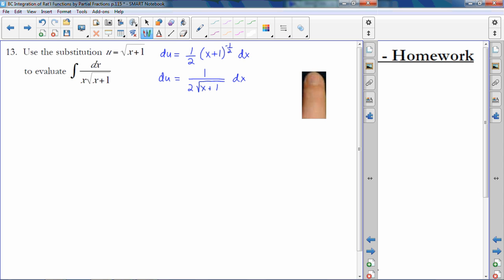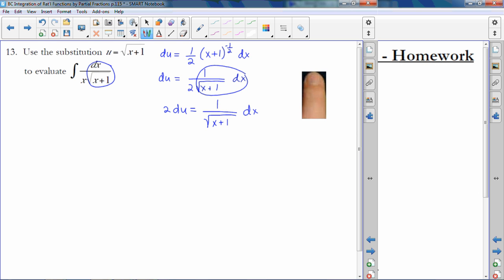All right, I like that because I can see this right here. And then all I have to do is solve for the x and substitute it in. Okay, so what we'll do is we'll get rid of the 2 on the bottom by multiplying it. So we get 2 du is 1 over the square root of x plus 1 dx.